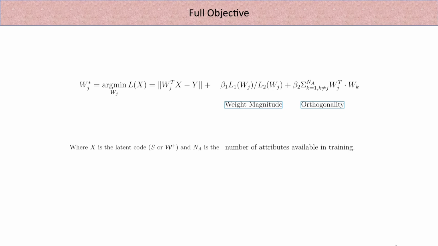Then the full objective has two regularization terms, weight magnitude and orthogonality. We are going to see the difference between these two, and how important each is.